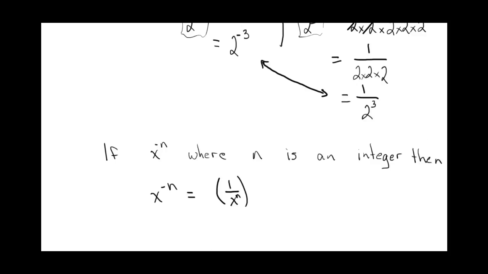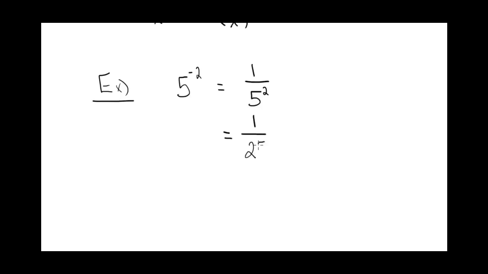Okay, so that's how we do negative exponents. So just some examples. 5 to the power of negative 2 would be equal to the reciprocal, 1 over 5 to the power of positive 2, which, if you want to evaluate, would be 1 over 25.